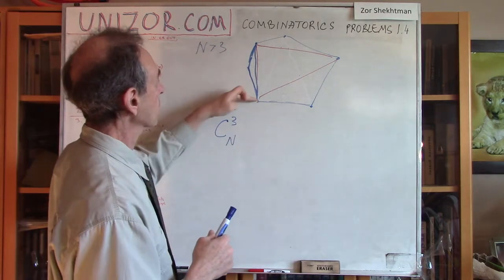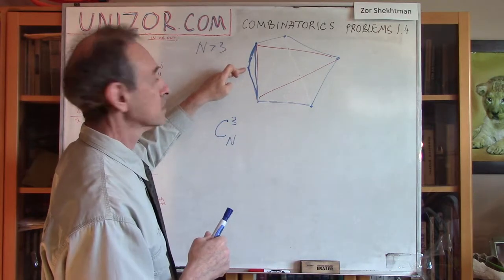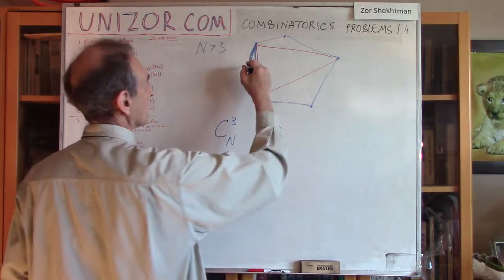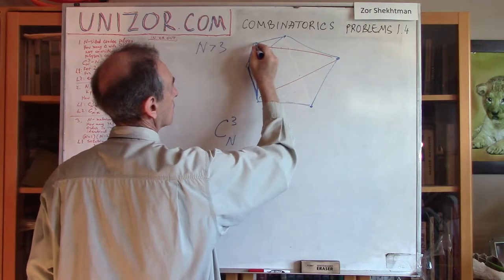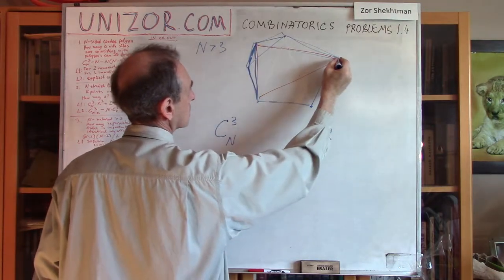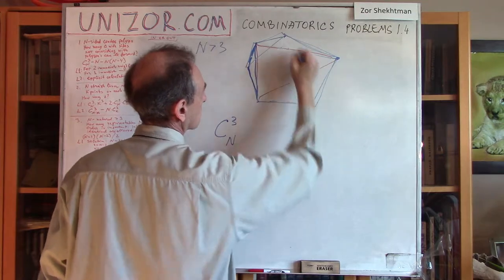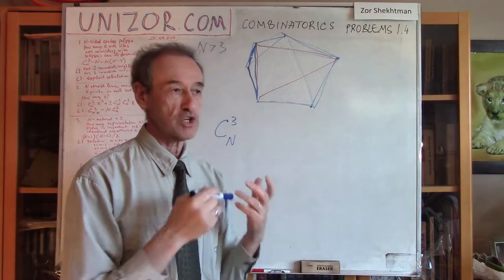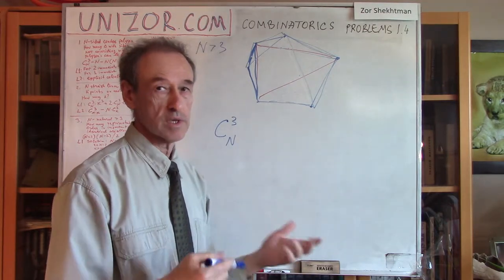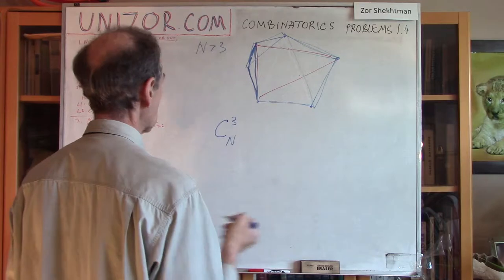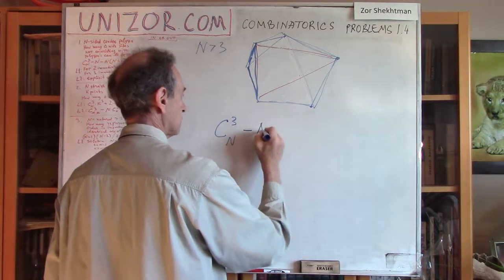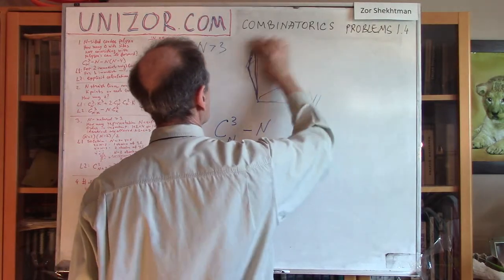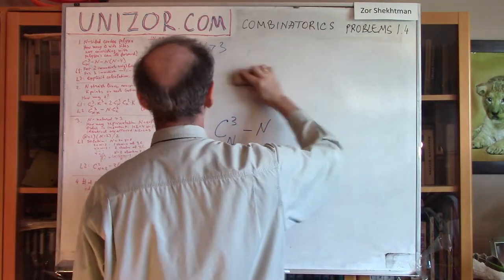Now, how many of these triangles exist? Well, each such triangle is uniquely determined by the vertex of the polygon. So on every vertex of the polygon, I can have a triangle like that. So the number of these triangles which have 2 sides coinciding with the sides of the polygon is exactly n, and I have to subtract it. Now let me wipe this out, because the next one will be slightly more complicated.